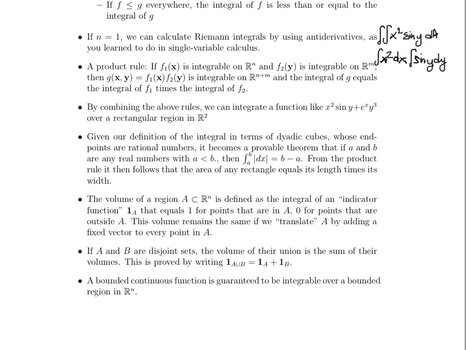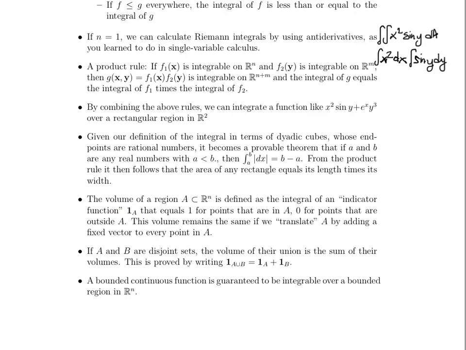So what's interesting is the volume of a region, and we're going to name that region A. It's a subset of Rn, and is defined as the integral of an indicator function, which is 1. It's written as a bold 1 with a subscript A. And this indicator function basically is equal to 1 when you're at a point that's in A, and it's equal to 0 for points that are outside A. So basically what we want to do is integrate the value 1 over the region A to find the volume of that region. We'll be doing that later in the course as well.